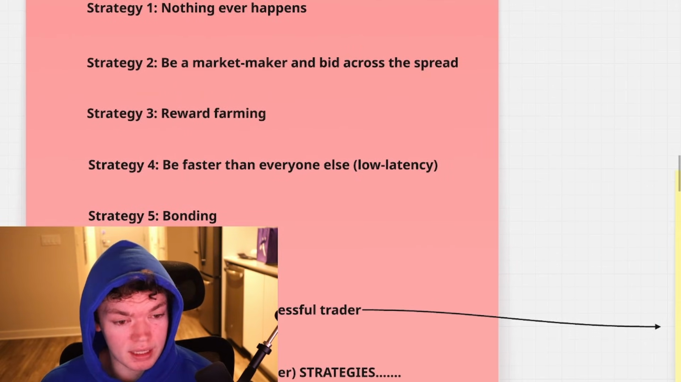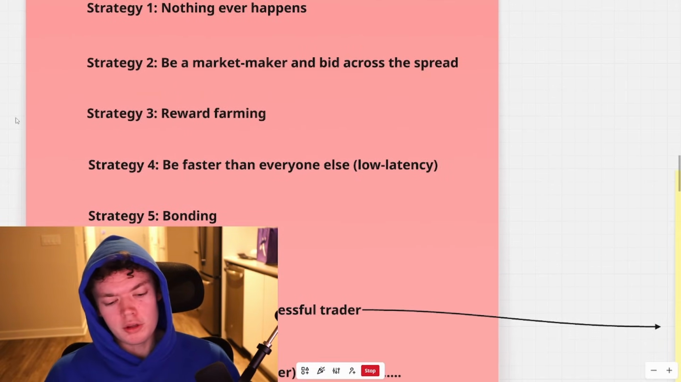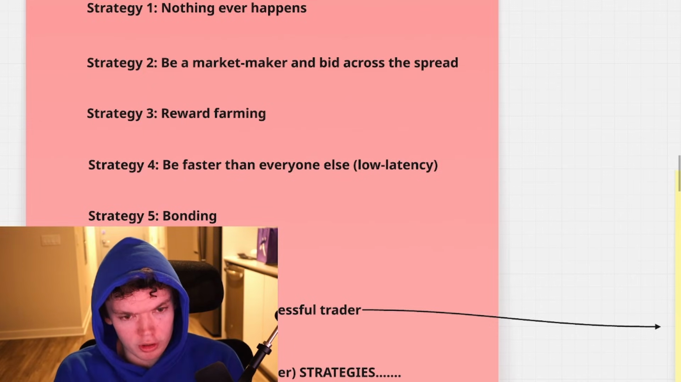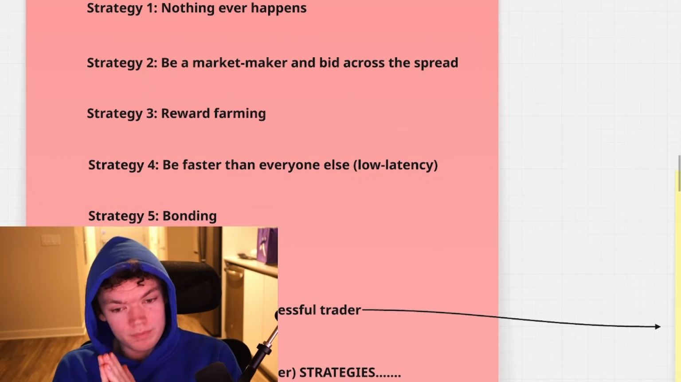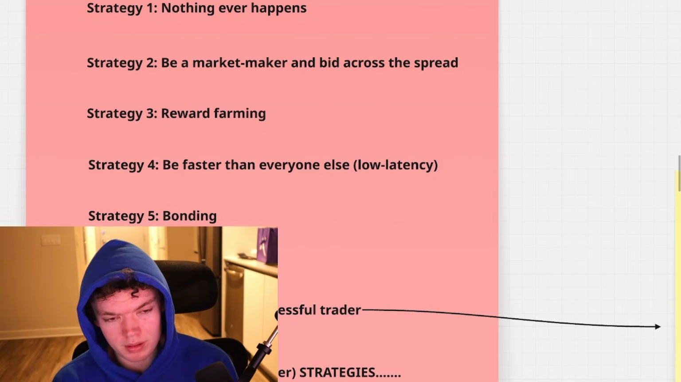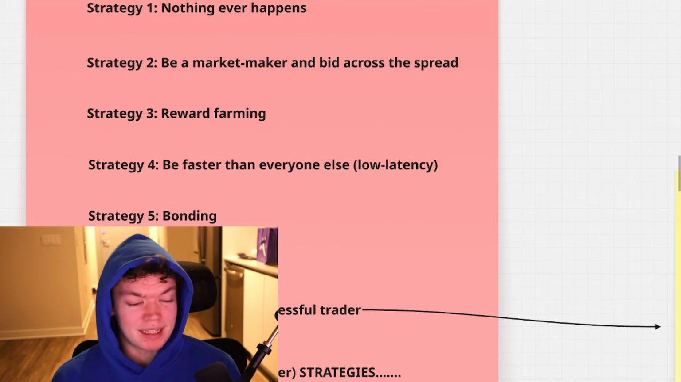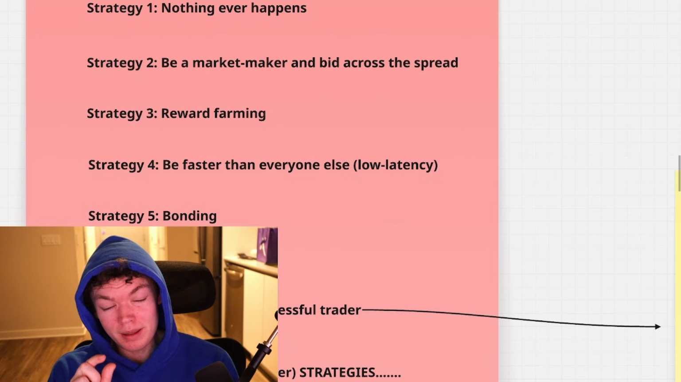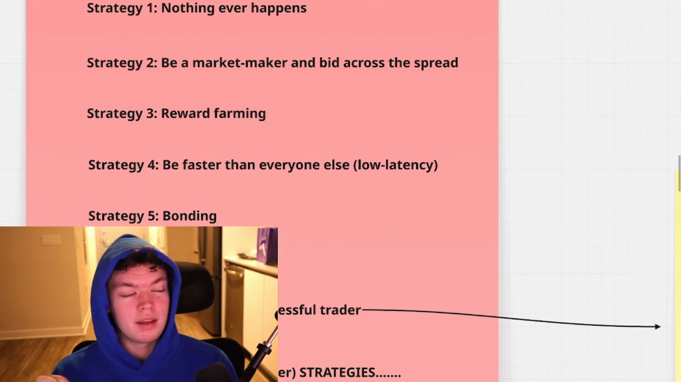Strategy 5 is bonding. So this means you place a bid and order at 99 cents or 99.9 cents, something that has already happened or is guaranteed to happen. So you're risking a lot and you're going to make a little bit, but that little bit you make is guaranteed. Okay, that's what bonding is.